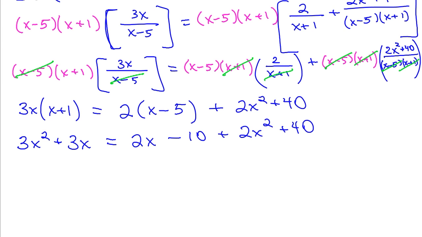On the left side we have 3x squared. On the right side we have 2x squared. The 2x squared comes over and subtracts and leaves us with 1x squared. On the left we have 3x. On the right we have 2x. The 2x comes over and subtracts and leaves us with 1x. On the right side we have negative 10 plus 40. That would be positive 30. When positive 30 moves over to the left side, it moves over as a negative. So we end up with x squared plus x minus 30 equals 0.